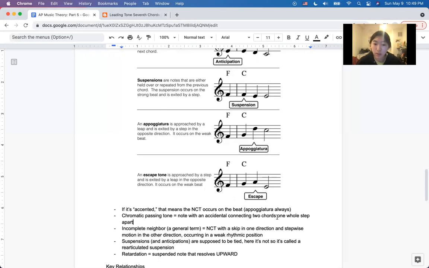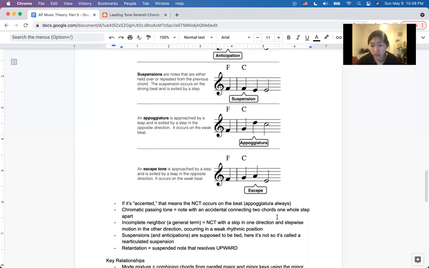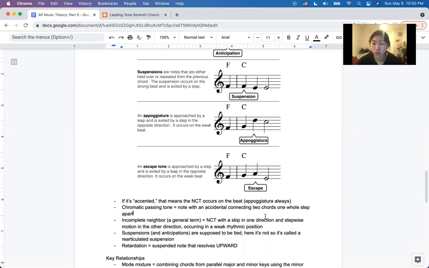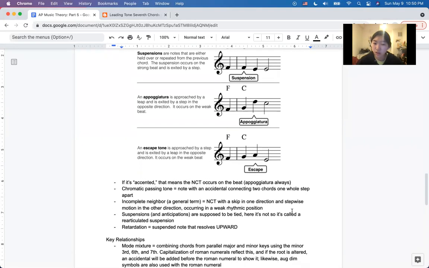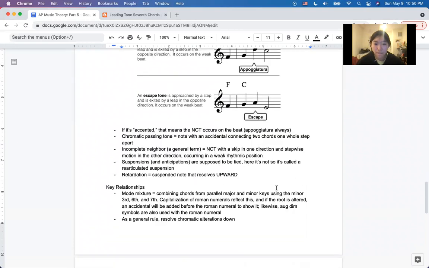A chromatic passing tone is when you have a note with an accidental connecting two chords one whole step apart. The two chords are one whole step apart, so the passing tone would be in between them. An incomplete neighbor is a general term. It's a non-chord tone with a skip in one direction and a stepwise motion in the other direction. This usually occurs in a weak rhythmic position. Like I mentioned before, suspensions and anticipations are meant to be tied, but when it's not, it's called a re-articulated suspension.